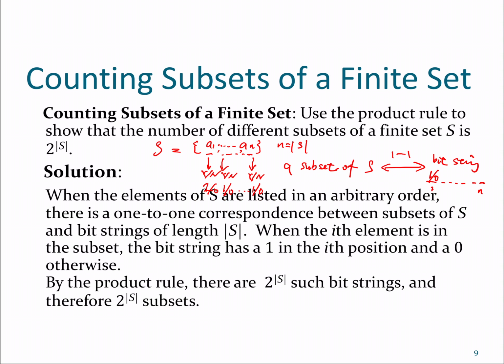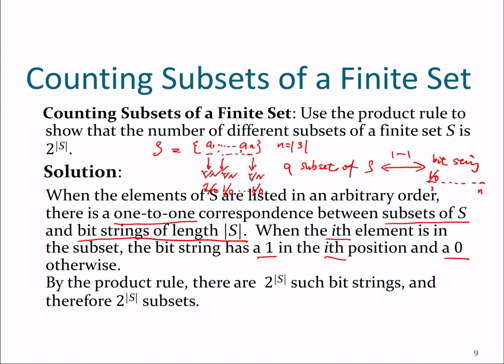So we can use this method to find the one-to-one correspondence between the subsets of capital S and the bit strings of length the cardinality of capital S. If the ith element in the set is included in the subset, then the bit string has 1 in the ith position. Otherwise, it's 0.